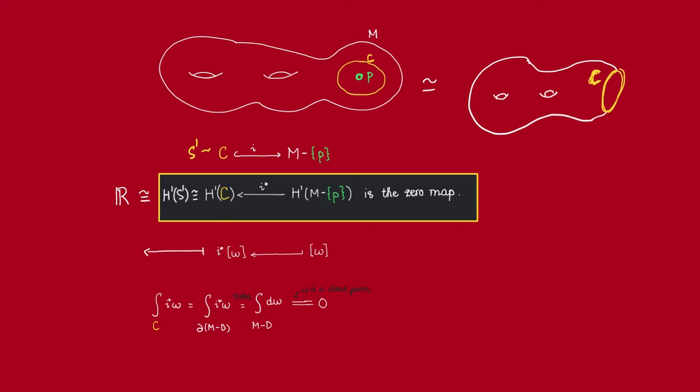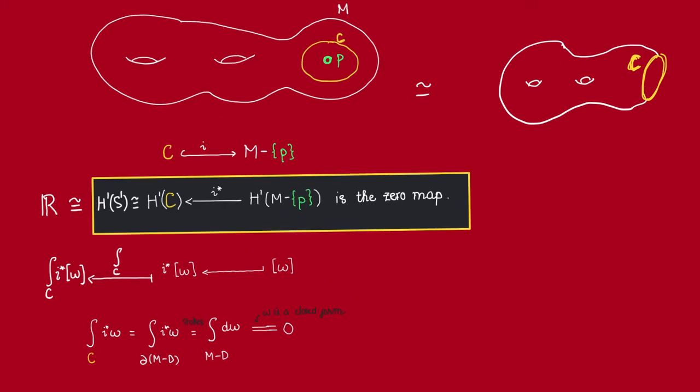To that end, let's recall that we have computed the first cohomology group of the circle. We showed that that's isomorphic to R via the integration map. Right, so to show that this pullback is 0, we just need to check that this integral is 0. So how do we compute this integral? The idea is to use Stokes' theorem. So let's say this area here is D. Then we can view C as the boundary of this M minus D. Right, so M minus D is this part.